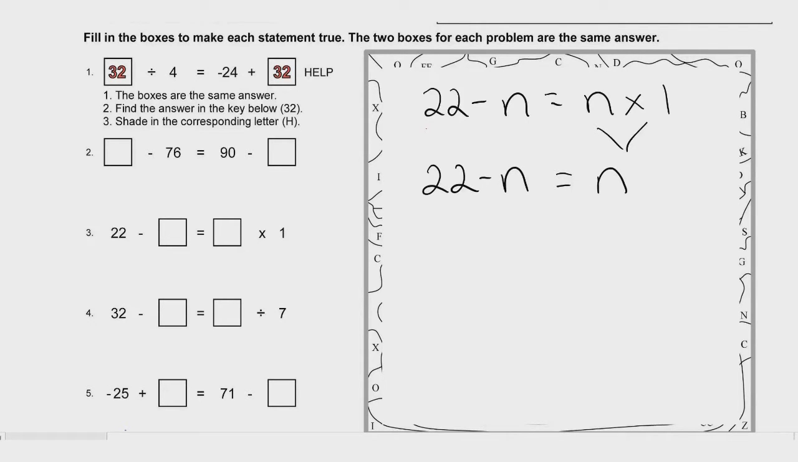And we say to ourselves, who is happy, who is not happy? Well, the 22 is not happy because he's next to the n. And the n is not happy because he's next to the 22.